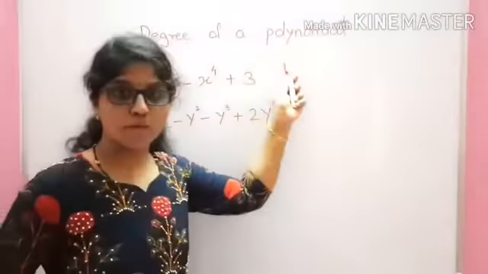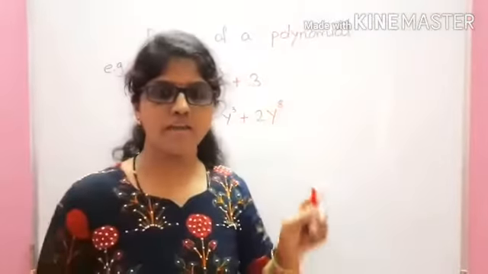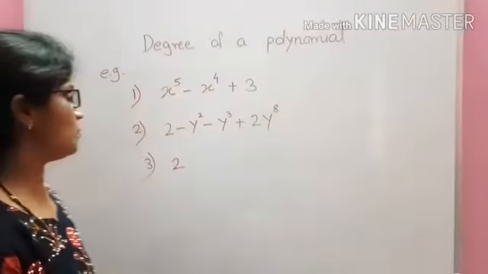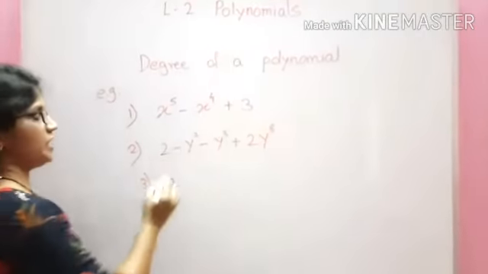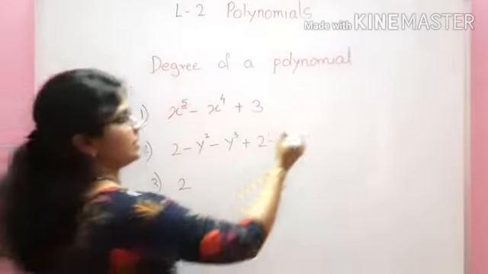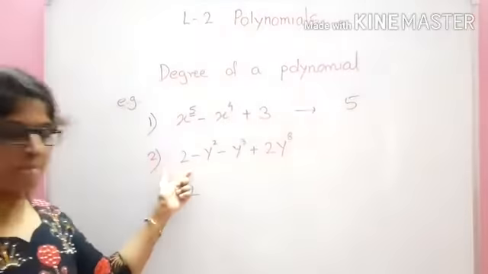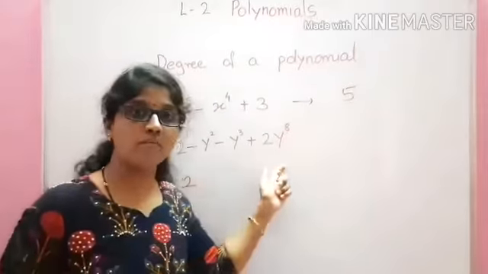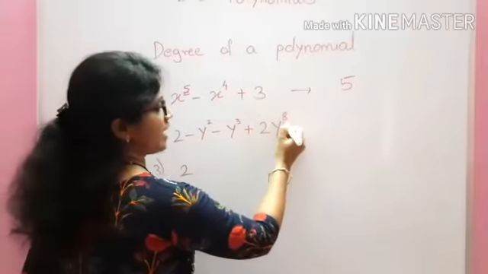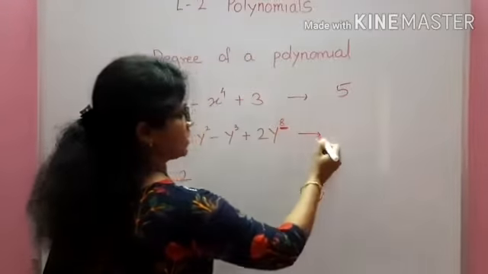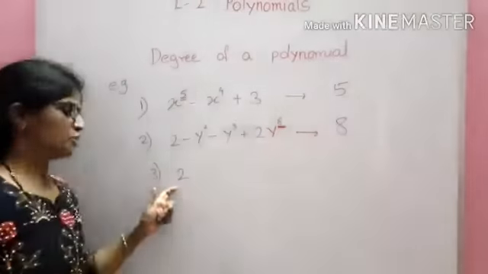Degree of a polynomial. What is the degree of a polynomial? The highest power of the variable in a polynomial is known as the degree of the polynomial. Now here, what is the highest degree of the variable? 5. So what is the degree of this polynomial? 5. Now in the second example, what is the highest power? So here it is 2, 3, 8. Which is the highest? 8 is the highest. So what is the degree of this polynomial? It is 8.